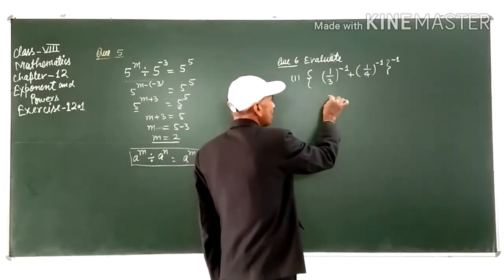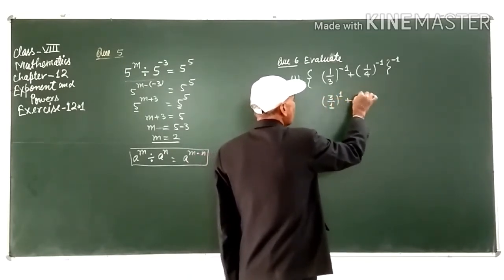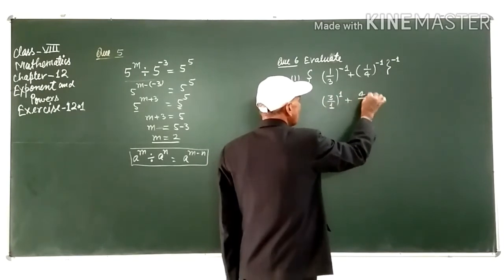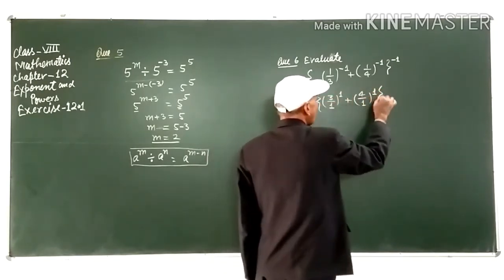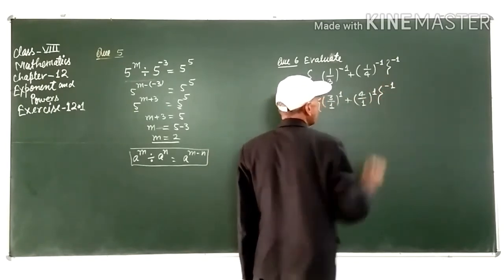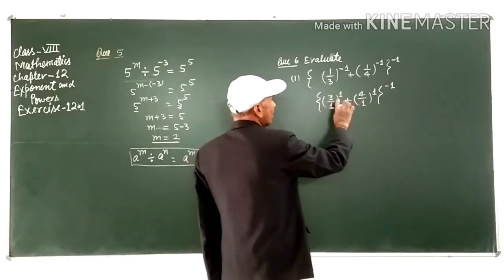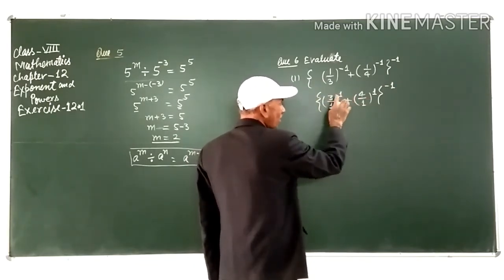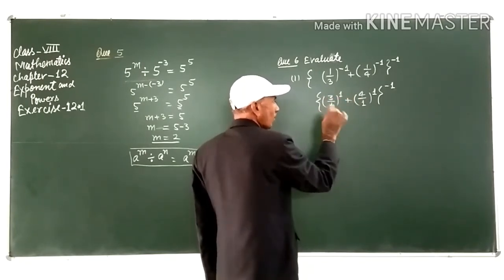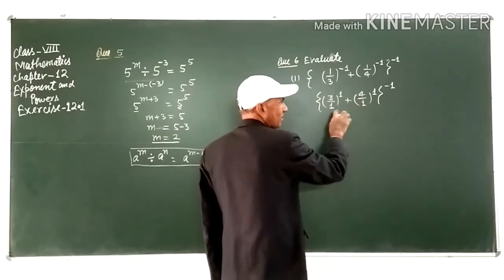So it will be (3 by 1) to the power 1 plus (4 by 1) to the power 1, and whole power of this is equal to minus 1. So students, this one will be 3 and this one 4. So power 1 means 3, 1 time, and 1 to the power 1 means 1. So we have to net this one.